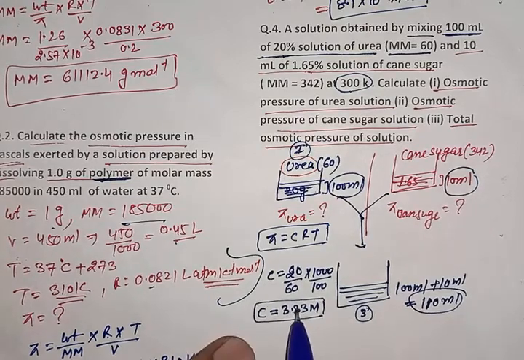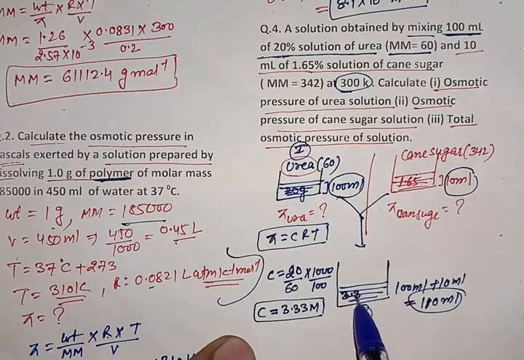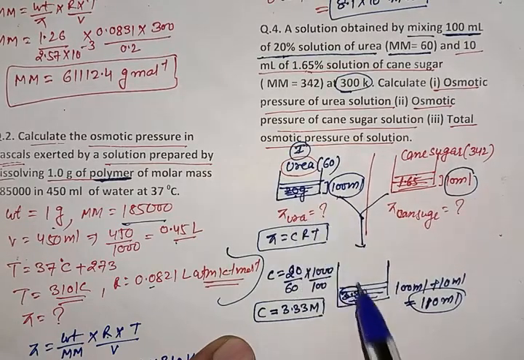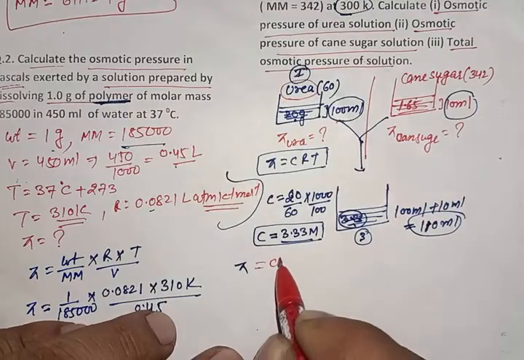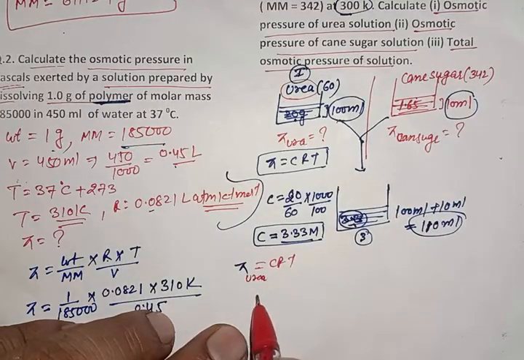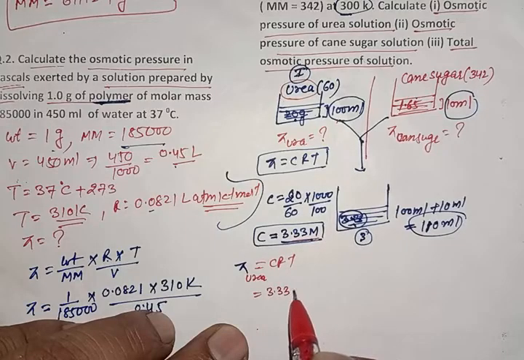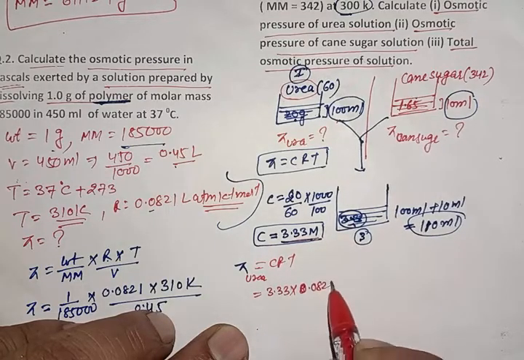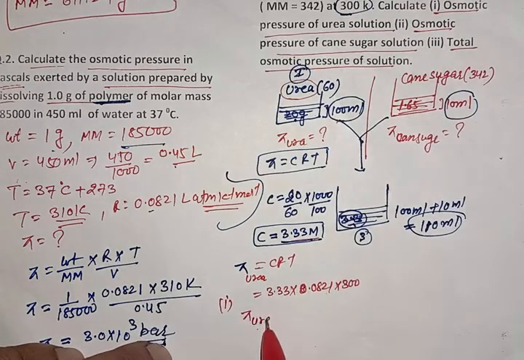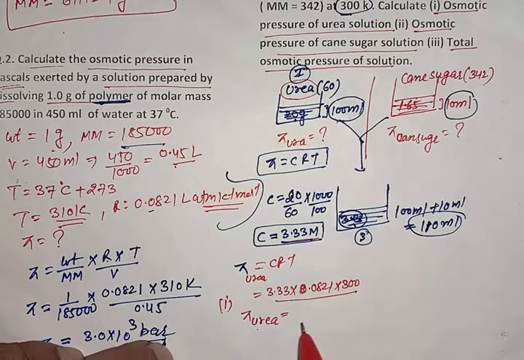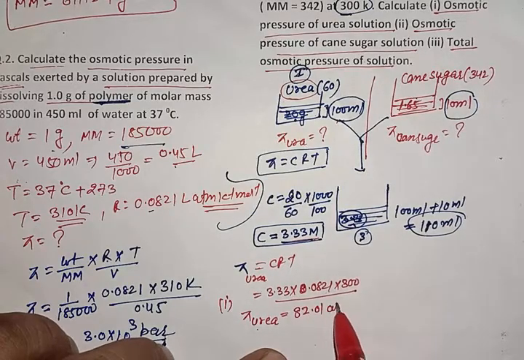So this solution contains 3.3 mole of urea. In this solution we have 3.3 mole of urea, and the third solution contains it too, because it contains 20 gram of urea, and 20 gram of urea is equal to 3.3 mole. So we can determine the pi value. Pi is equal to CRT. This pi is for urea. The C is determined now, 3.33, into R value, 0.0821, and temperature 300 Kelvin. On solving this equation, the osmotic pressure of urea will be 82.01 atmosphere.